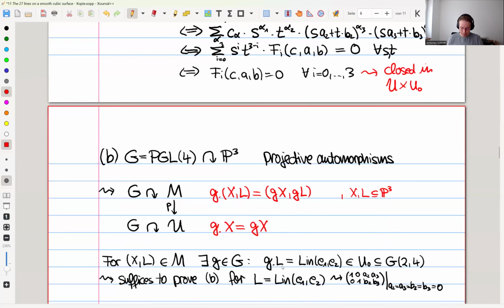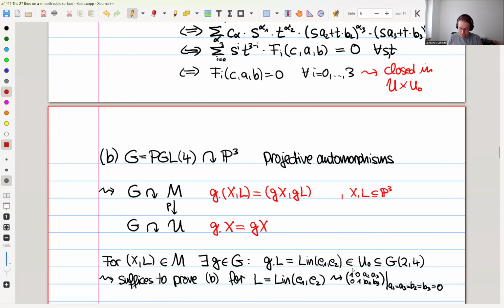And so this line spanned by two vectors, you just move these two vectors to the vectors, let's say, the first two, E1 and E2, the first two standard basis vectors. And so we can move this line around until it is exactly this line here, which we see as an element of this G24.